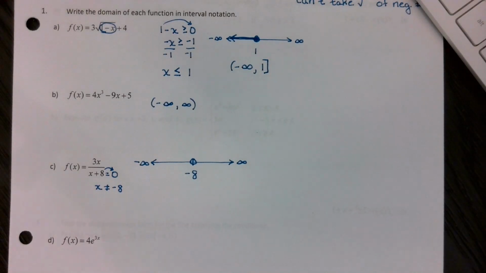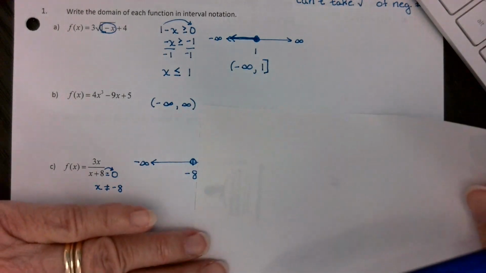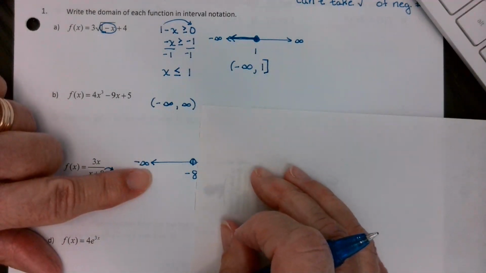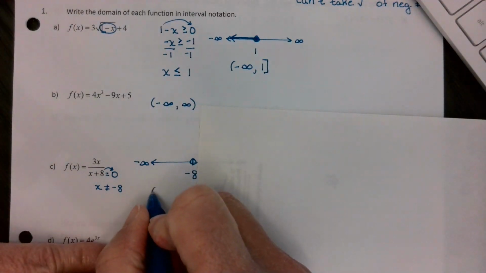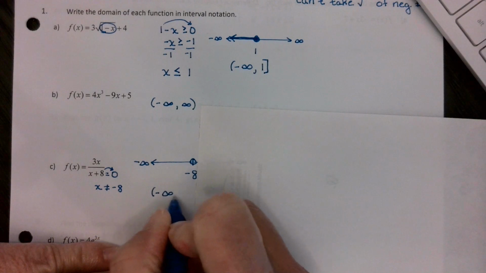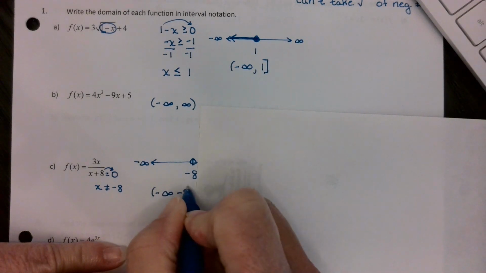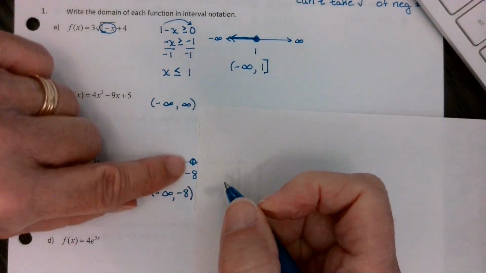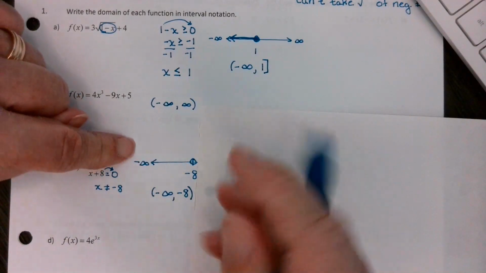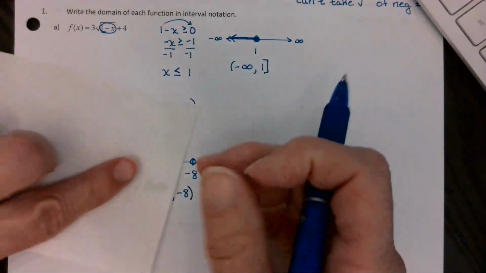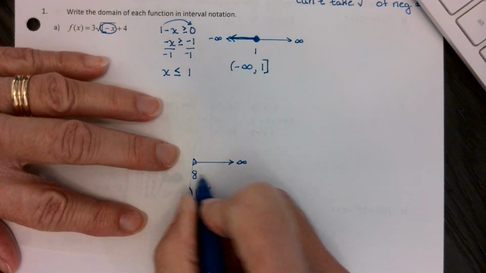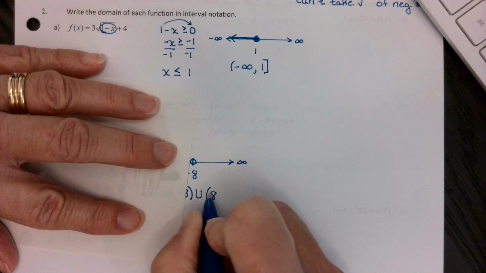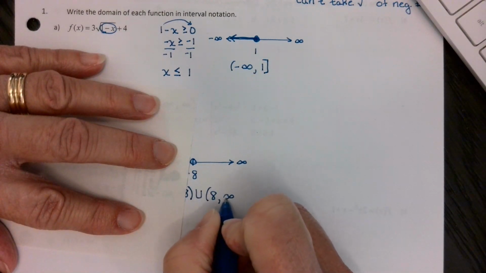Okay? So now, when I'm doing interval notation, to the left of negative 8, to put that in interval notation, it's parentheses, negative infinity to negative 8, and that's going to be a parenthesis because I can't include it. So that takes care of everything to the left. Now take everything to the right, just put a union here. I'm going to start with negative 8 and use a parenthesis because it's not included, and I'm going to go to infinity.